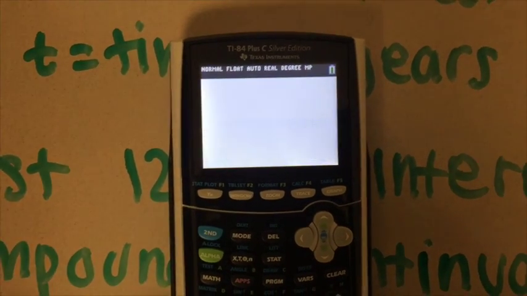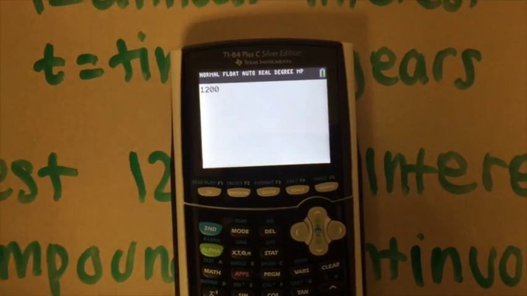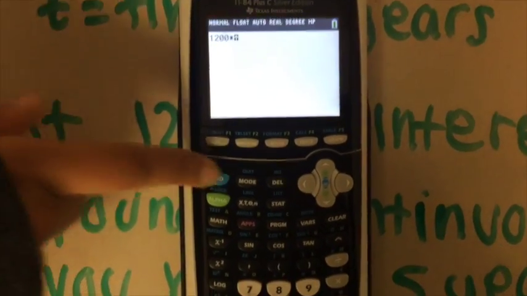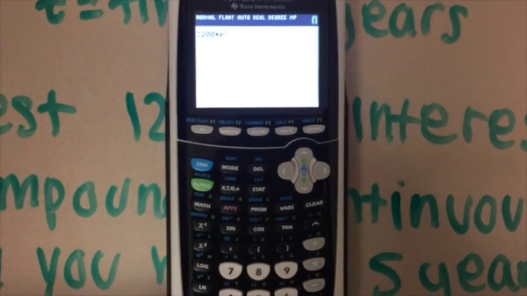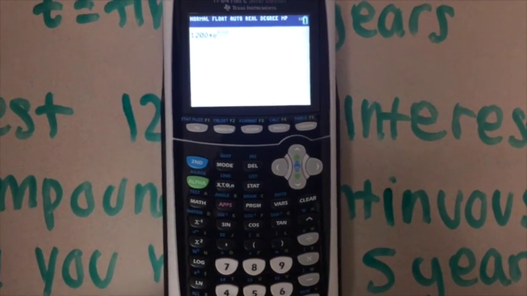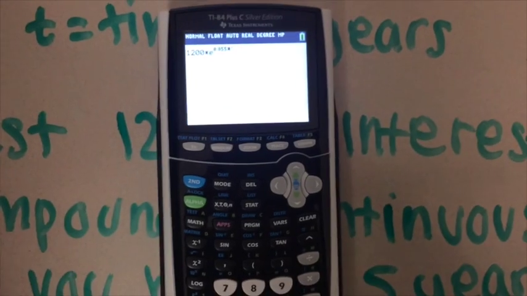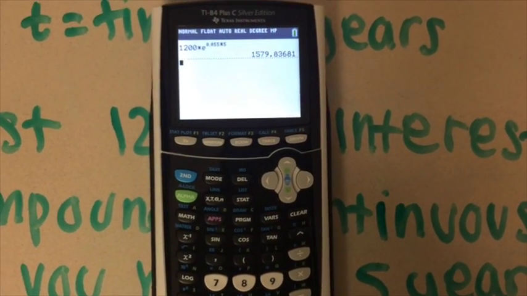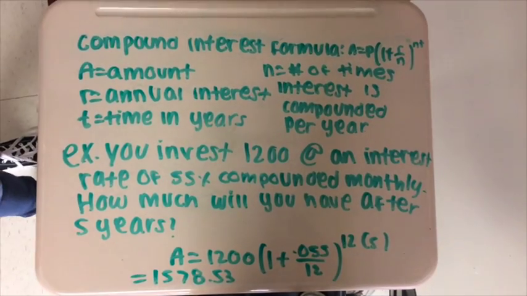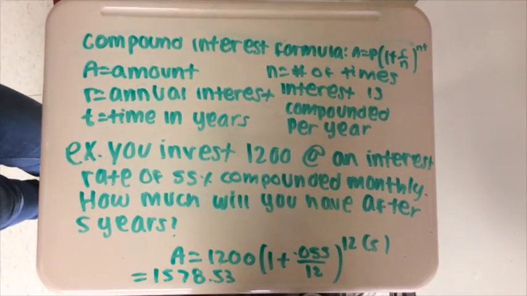So on the calculator, it'll look like that, and then for e, press second, then go to ln, and then e to the power of 0.055 times 5, which will get you your answer, 1,579.83. The next section we're doing is compound interest.